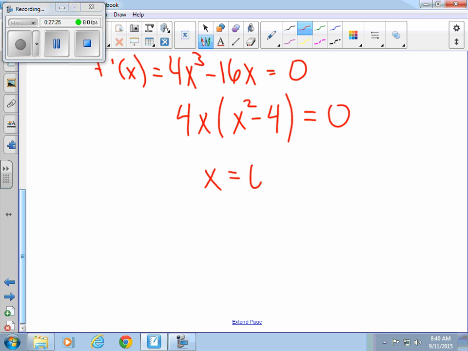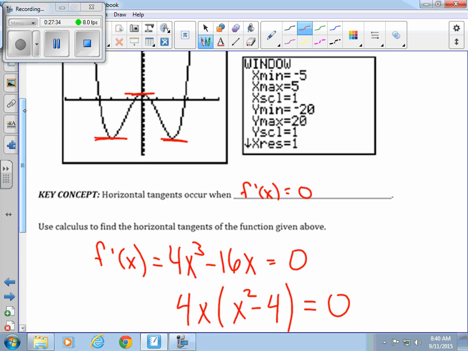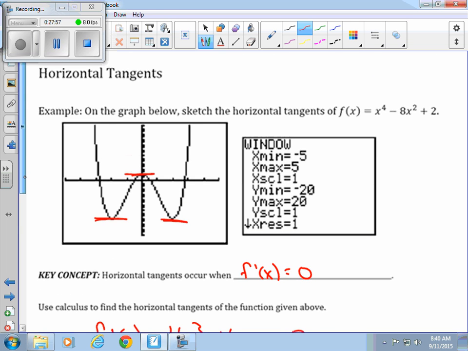Good, x plus 2 and minus 2. 0, 2, and negative 2? Go back and look at that picture. Did we seriously find the maxes and mins on a 4th degree polynomial without a calculator? How long did that take us? 2 minutes. What's the equation? X to the 4 minus 8x squared plus 2.